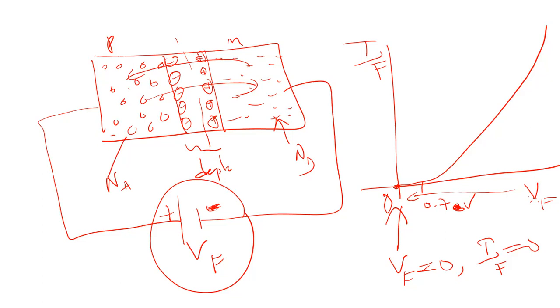Now, what happens in a solar cell? In a PN junction, let's say this is a P-type and this is an N-type, and now you shine light on it.